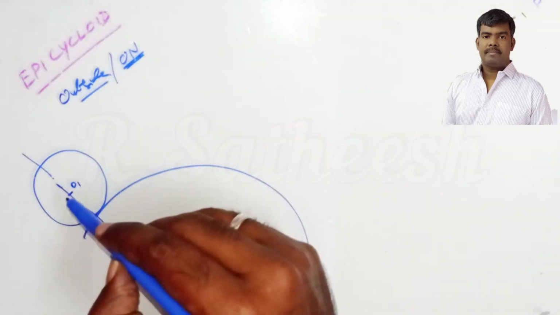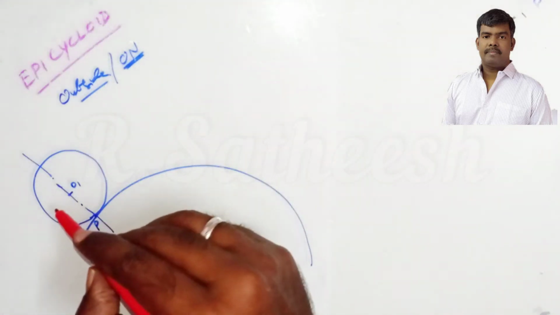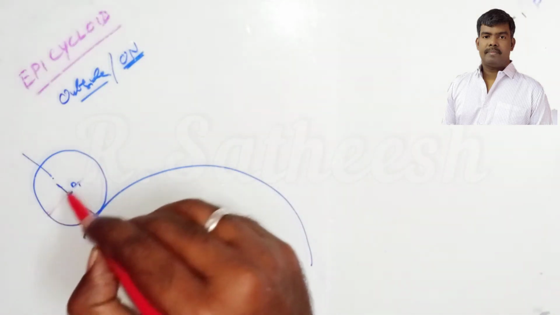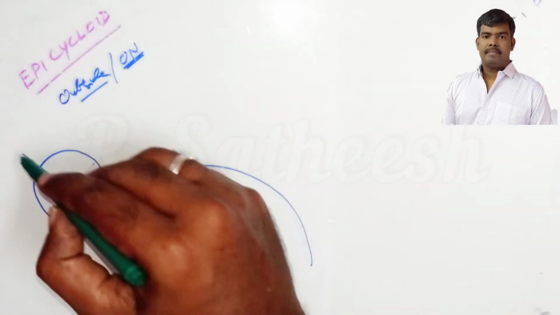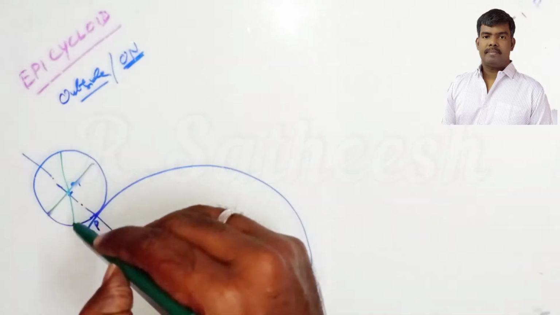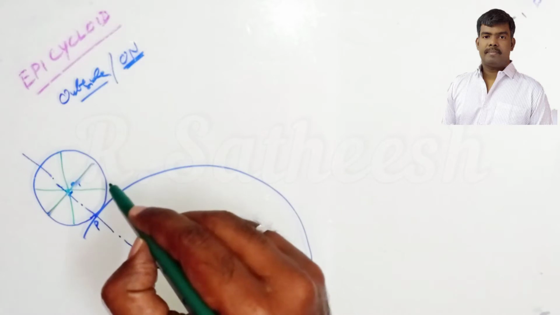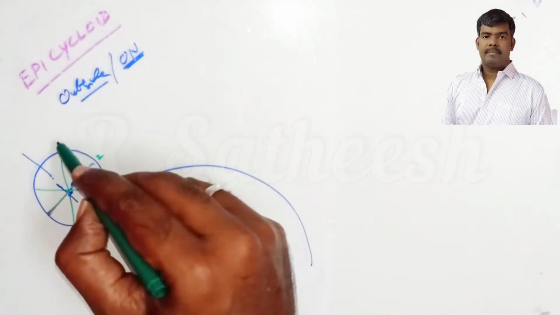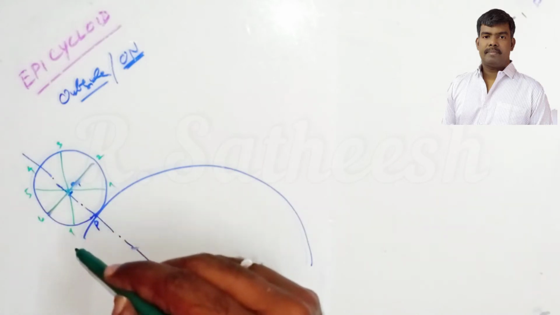After that, similar to cycloids, you divide the circle into n equal parts. For example, this is one axis and this is the other one. Divide the circle into 8 equal parts. The starting point is P, and let us consider the others as 1, 2, 3, 4, 5, 6, 7.